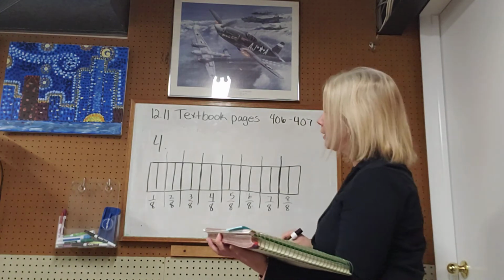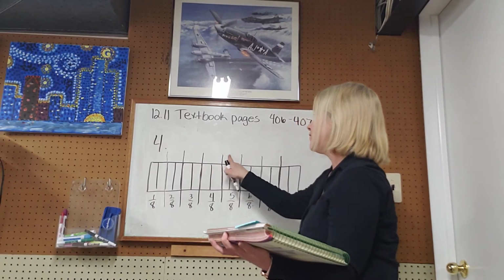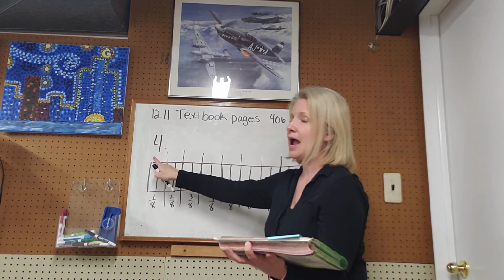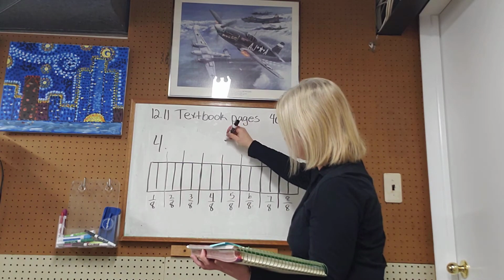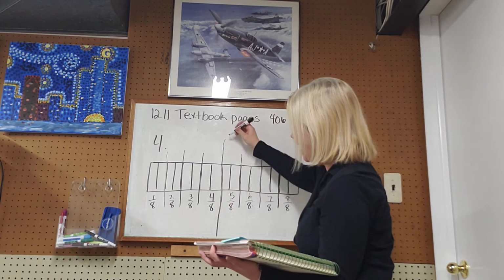So we're going to determine, and let's find the half point. So we have 1, 2, 3, 4, 5, 6, 7, 8 groups. Half of those is going to be 4. Half of 8 is 4. 1, 2, 3, 4. So this is also 4/8, and it's also 1/2. Okay?